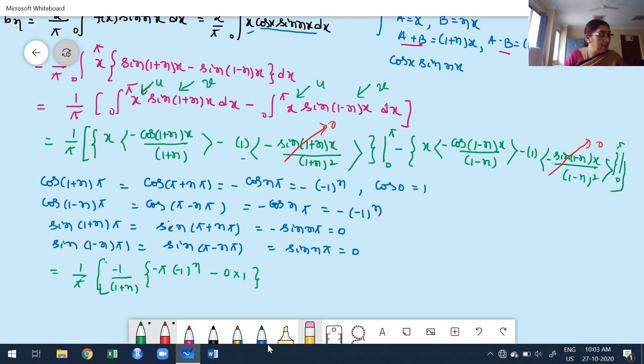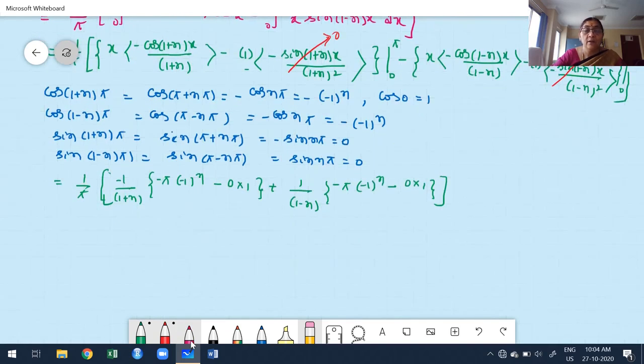The next is, now this is not necessary to do. Now, minus into minus, what we get is plus 1 by 1 minus n. For 1 minus n, apply the upper limit. What's the upper limit? Pi into cos of 1 minus n into pi is nothing but minus of minus 1 to the power of n. Minus x is 0. 0 into cos 0 is 1. Simplify that. From these two terms, what's a common factor? You have only two terms. What are the two terms we have now? These are the two terms we have.